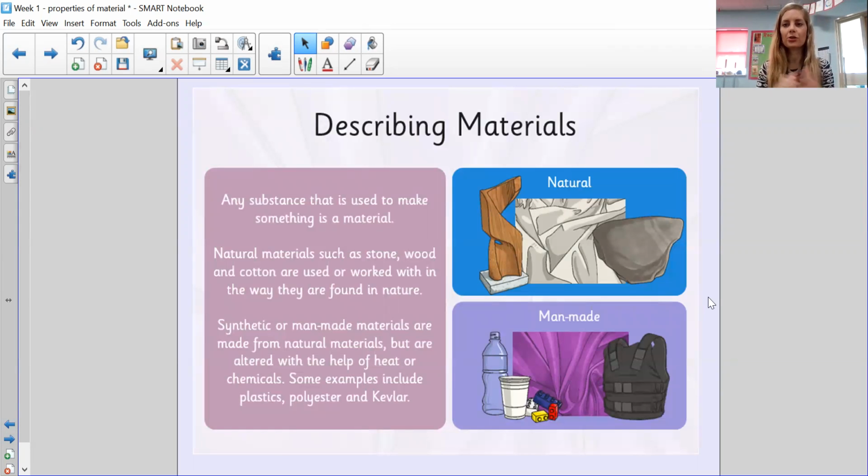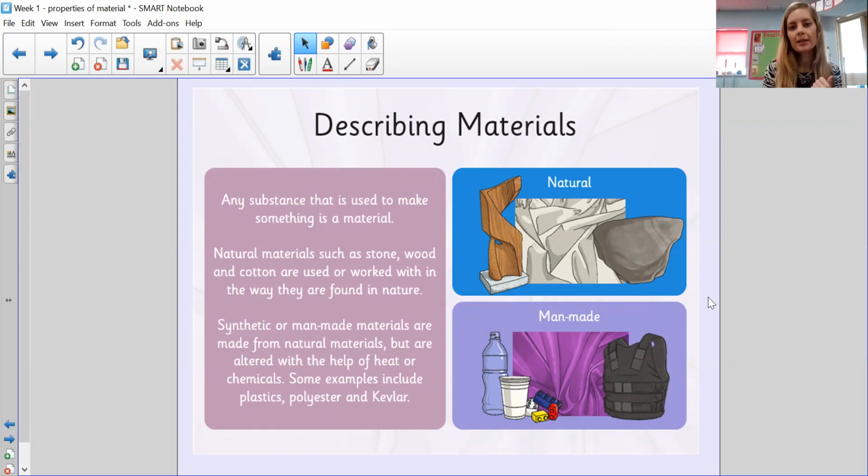So we're going to be looking at describing properties today. Let's just have a quick idea about what is a material and where do we find them. Any substance that is used to make something is a material. Okay, so when we look at our desks, the windows, the flip charts, the cupboards, anything that we need to make, we use a material to make it out of.